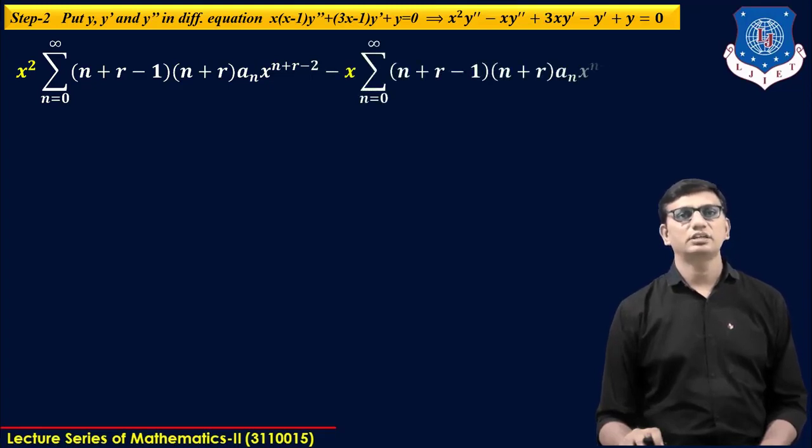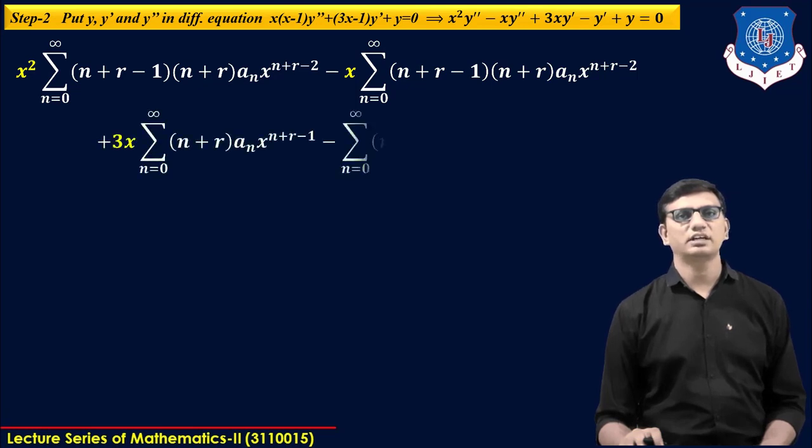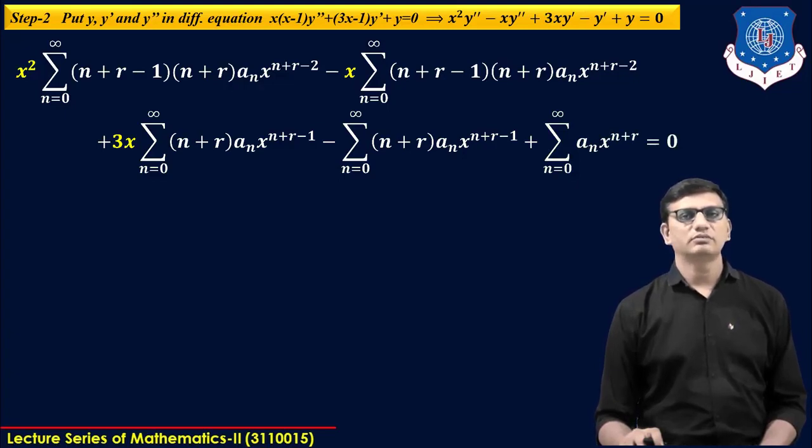we get x square into sigma n equal to 0 to infinity n plus r minus 1 into n plus r an x raised to n plus r minus 2 minus x into sigma n equal to 0 to infinity n plus r minus 1 into n plus r an x raised to n plus r minus 2 plus 3x into sigma n equal to 0 to infinity n plus r an x raised to n plus r minus 1 minus sigma n equal to 0 to infinity n plus r an x raised to n plus r minus 1 plus sigma n equal to 0 to infinity an x raised to n plus r equal to 0.